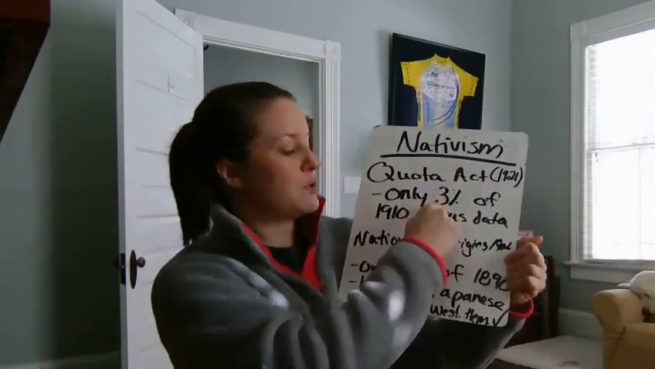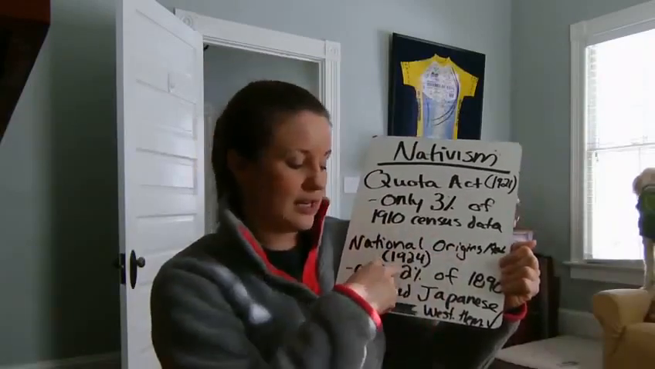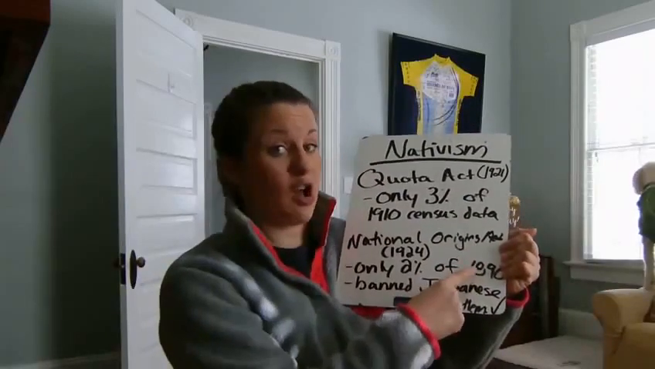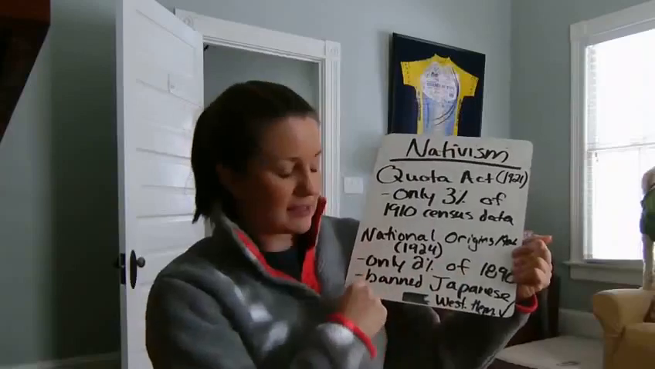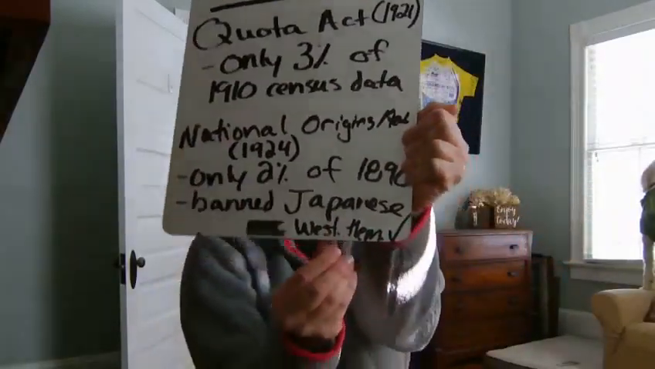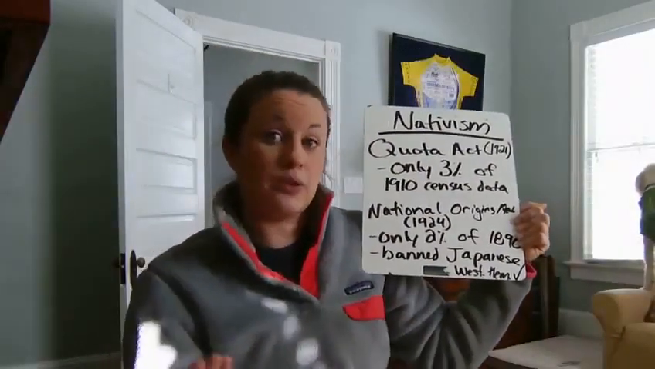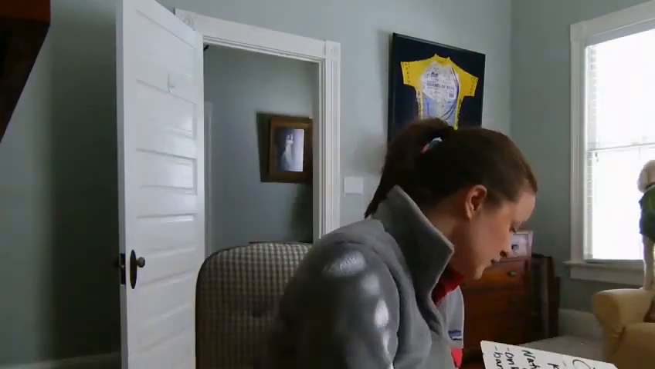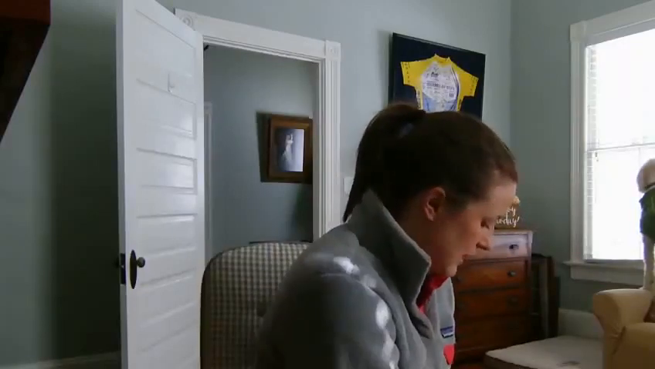So again, quota is 3% of the 1910 data for each country. National Origins is going to take it down to 2% of 1890 census data. Again, a lot of those new immigrants we talked about last semester are not going to even be considered here. And it basically completely banned Japanese immigration. See the check mark, Western Hemisphere, you were allowed. So a lot of Canadians and Mexicans will come to America. They're allowed. But a lot of other people, shut. So, yeah, there's that.